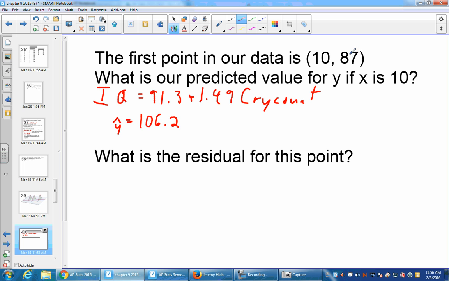However, we got a value that was much below that. So our residual for that point is, we take 106.2 minus 87. So our residual equals 19.2.